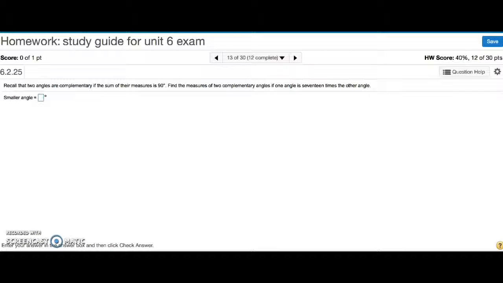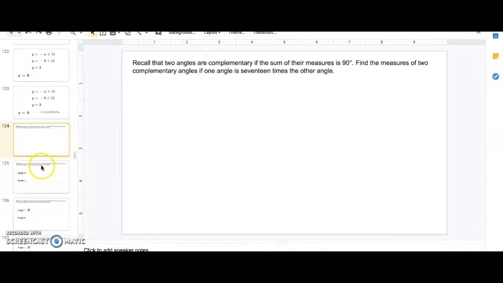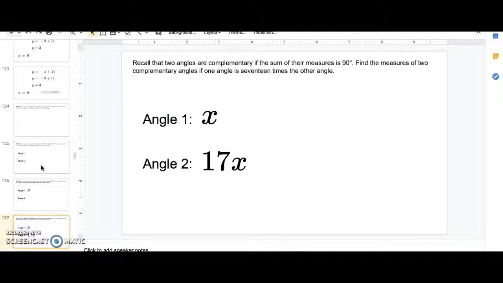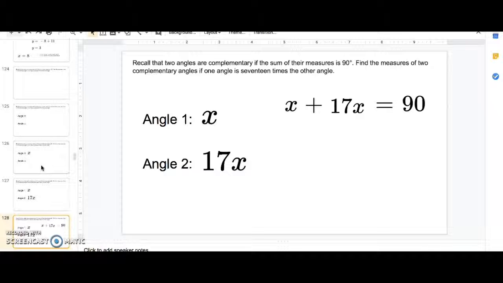Right, so number 13. Recall that two angles are complementary if the sum of their measures is 90 degrees. Find the measures of two complementary angles if one angle is 17 times the other angle. So what we need to do first is establish our variables. We know complementary angles add up to 90. We're told that one angle is 17 times the other, so make the first one x. The other one will be 17 times that, which is 17x. The sum of them is 90, so our equation will be x plus 17x equals 90. Add them up, you'll get 18x equals 90.